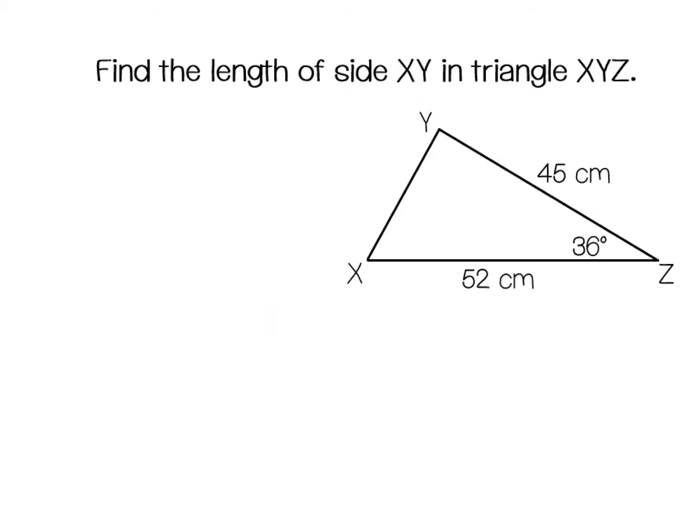All right, so it says find the length of side XY in triangle XYZ. Because I want to solve for side XY, I'm going to label that as side C. Now, because that is side C, the angle opposite has to be angle C. My other 2 sides are going to be A and B. All right, so I'm just going to rewrite our formula here. That way we have it.